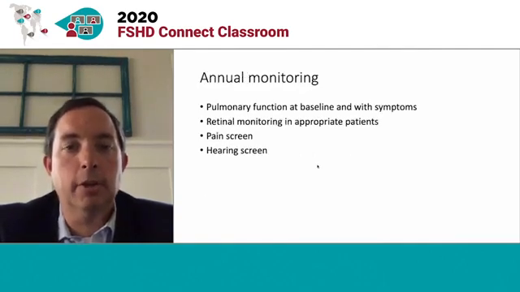In terms of clinical monitoring, it's important that you come and see a neurologist at least once a year, if not more, to check pulmonary function at both baseline and should symptoms develop that would make you want to check it. Retinal monitoring in appropriate patients, again, those with more severe repeat contractions, and we will often screen for pain and hearing loss during the clinic visit. Those are the important things that happen during that clinical visit, aside from getting more knowledge about the research possibilities that are ongoing.